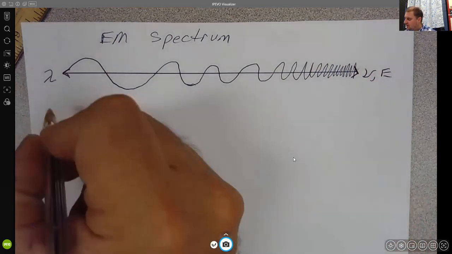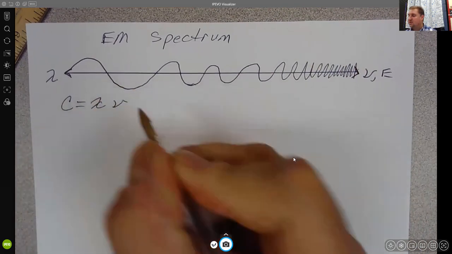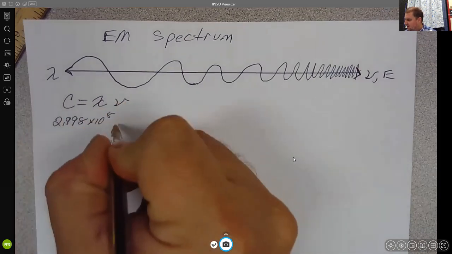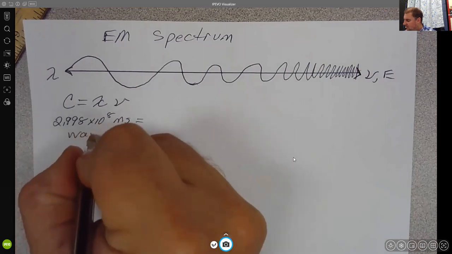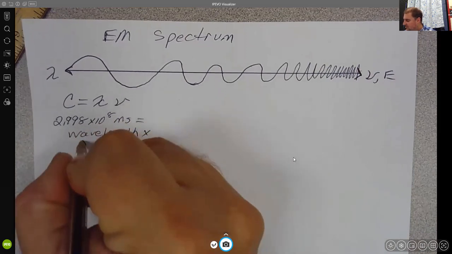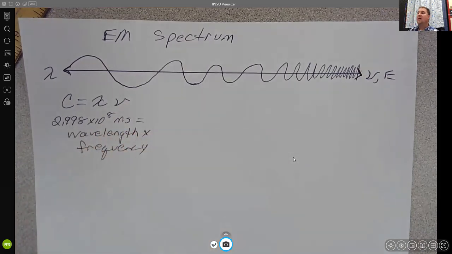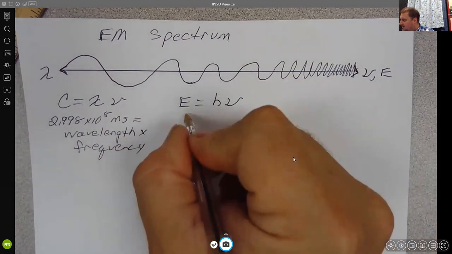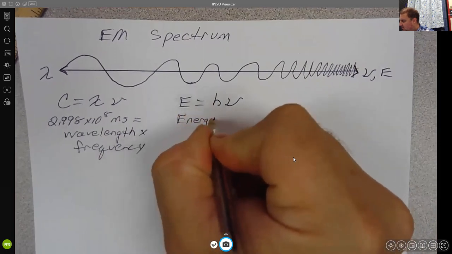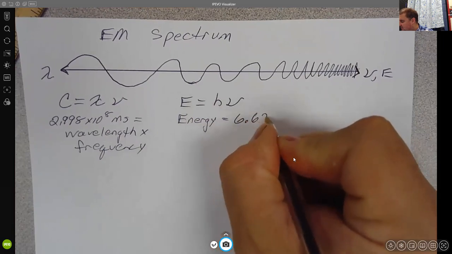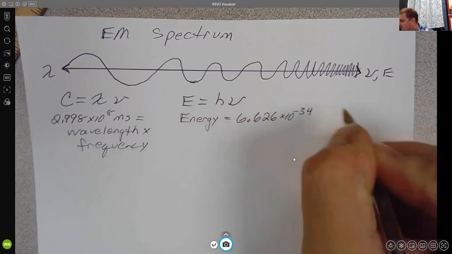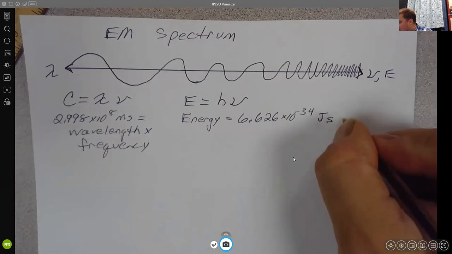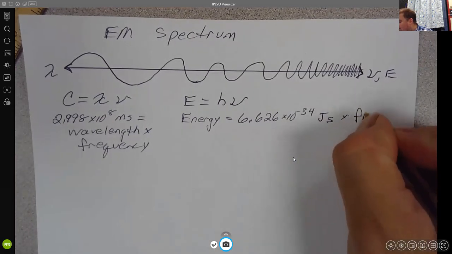And we have two big equations here. We have c equals lambda nu, which is the speed of light, 2.998 times 10 to the 8th meters per second, equals wavelength times frequency. And the other big equation we have here is that energy equals h nu, where E is energy, h is Planck's constant, which is 6.626 times 10 to the negative 34th joule seconds, and that Planck's constant is multiplied by frequency.